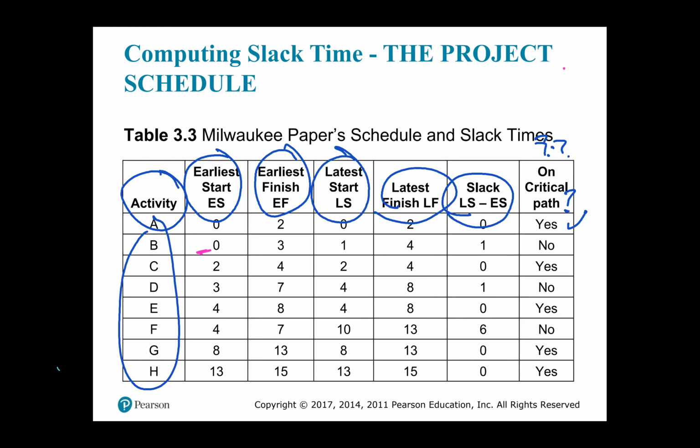For activity B, you pick up the early start, the early finish, late start, late finish, the slack, and the question: is it on the critical path? Yes or no? No. Now, I don't want to see any empty spaces. What are you writing in there? What does that empty space mean?